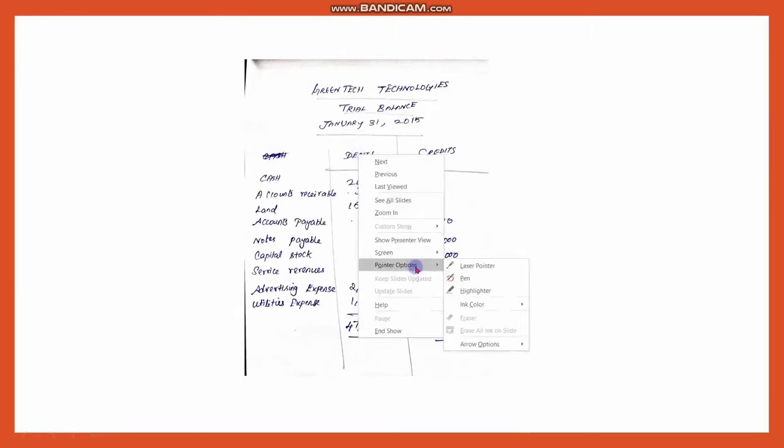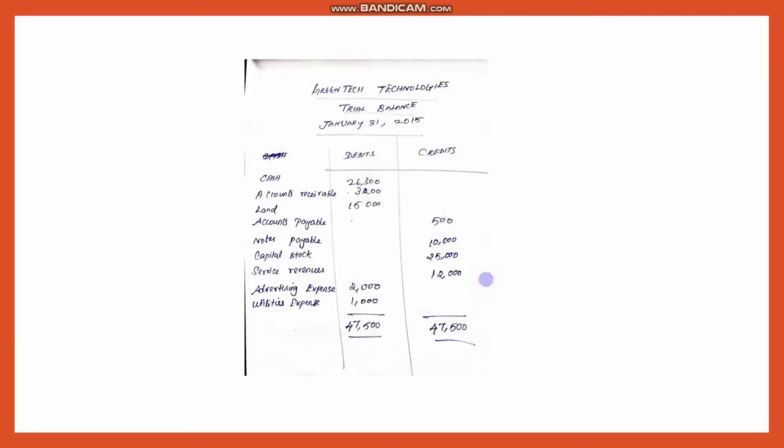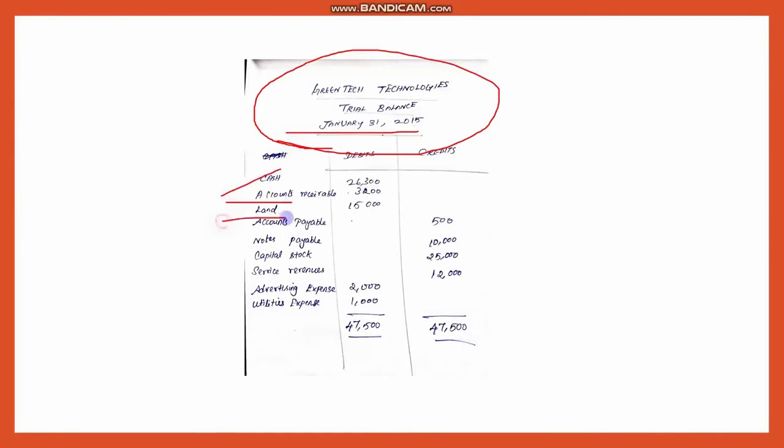You can present the screen to the students either in Google Meet or Zoom or whatever platform you may be using. Here you can explain to the students directly. This is the trial balance of Green Tech Technologies of this particular year, and these are all the contents: cash, accounts receivable, land, accounts payable, notes payable, capital stock, service revenue, advertising expense, and utilities expense. So this column gives you all the debits and these are all the credits. And we have a trial balance of 47,500, which is balanced in both debits and credits.